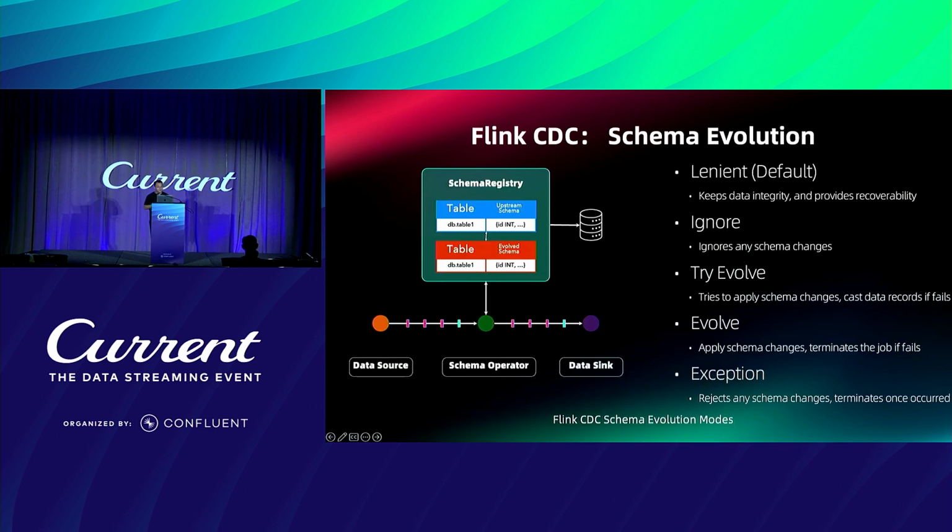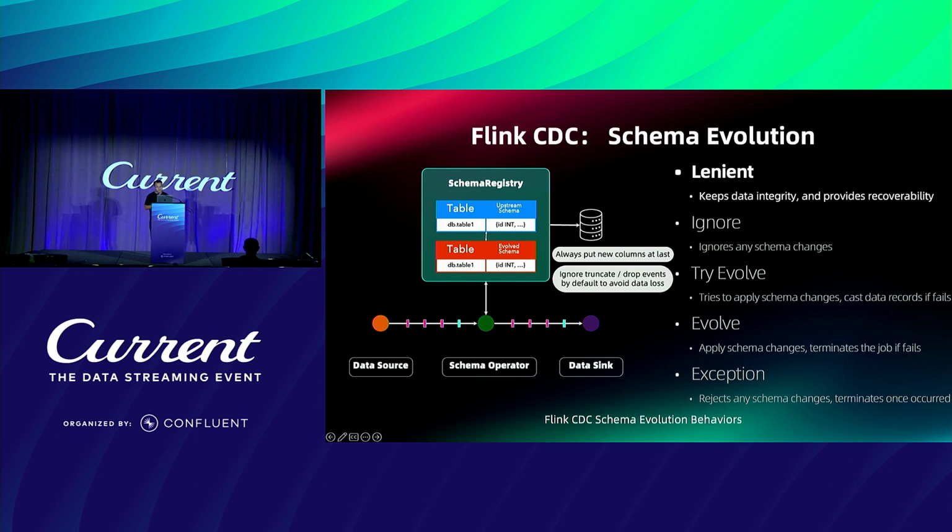In fact, when we dove deeper into schema evolution use cases, we realized that we need a different mode for different pipelines and for different use cases. So recently, we introduced different schema evolution behavior modes to make the schema evolution feature production ready. The default lenient mode is recommended. It keeps all data as much as possible, and it can recover the job even in some corner cases, like when concurrent schema evolution happens.